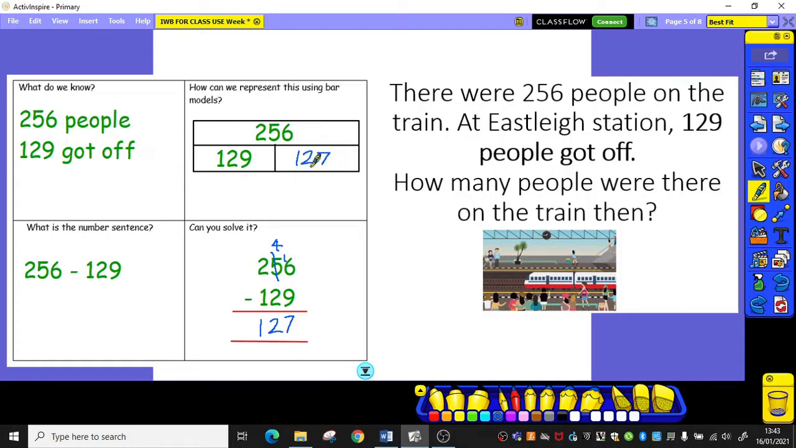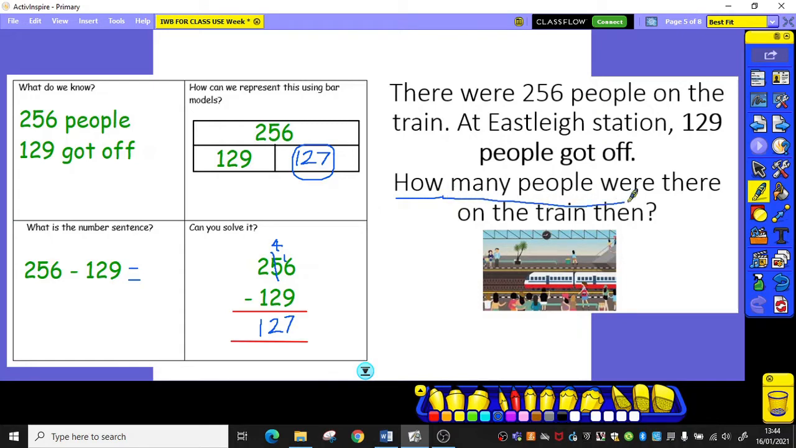Now, to speed things up, I have actually put that information on there, but it's important to recognise how we got to that information. So what was the number sentence? Well, it was 256 subtract 129. And by doing that sentence, I would obviously have found out this value here. And we can see when I solve it using my written method, the answer is 127. So there are now 127 people left on the train. That is the answer to my problem here.